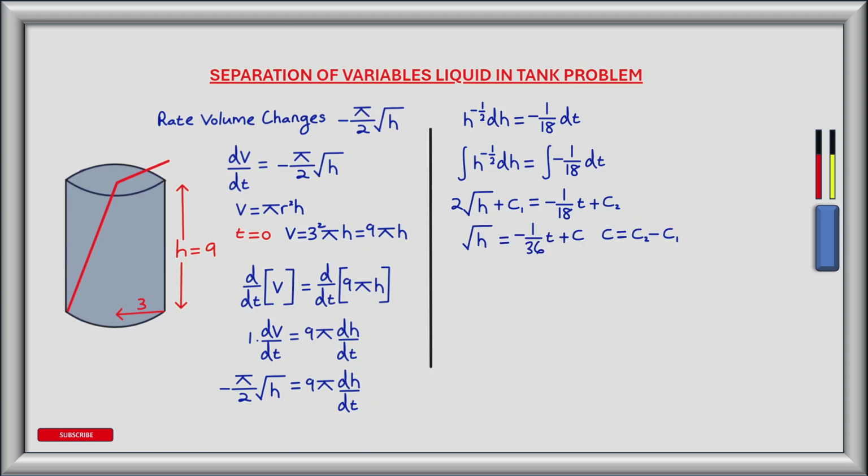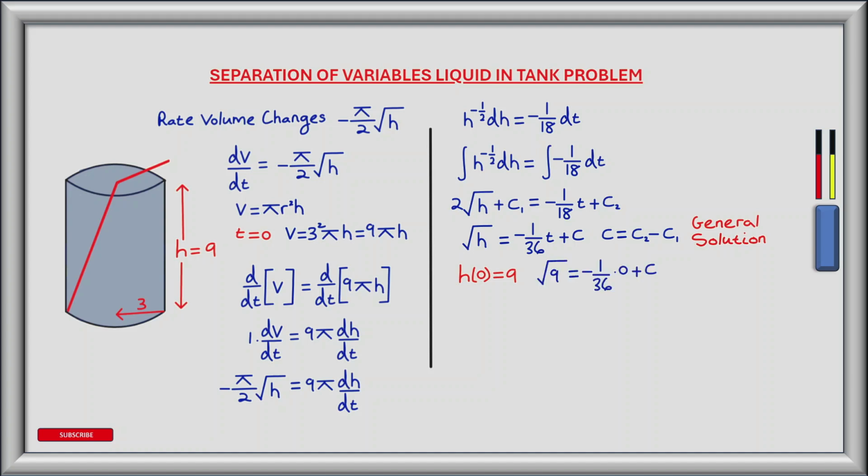Dividing both sides of the equation by 2 and allowing c to equal c2 minus c1, we're left with the square root of h is equal to minus 1 over 36 times t plus a constant c. This gives us our general solution. To find our particular solution, we need to solve the equation and find a value for c using our initial condition where the depth of lemonade is 9 centimeters at time t equals 0.